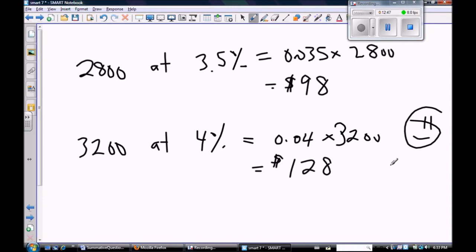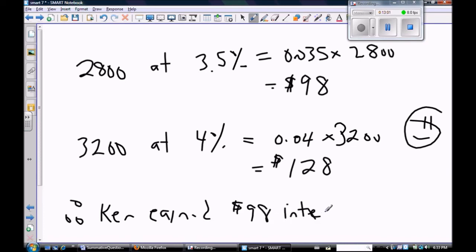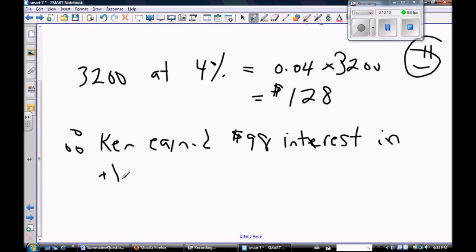Now, because it's a word problem, how do you finish? You say, therefore, Ken earned $98 interest. You can tell that something's going wrong by the way my pen is reacting. So let me finish here real quick, and it'll be messy. So Ken earned $98 interest in the 3.5% account. And I'm just going to say, etc. Obviously, you don't write etc. You would finish your conclusion.